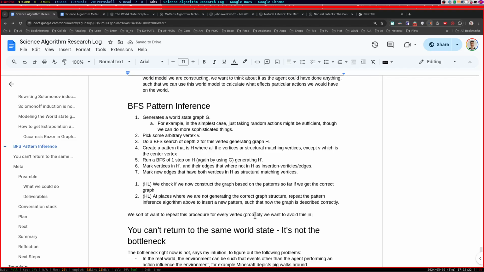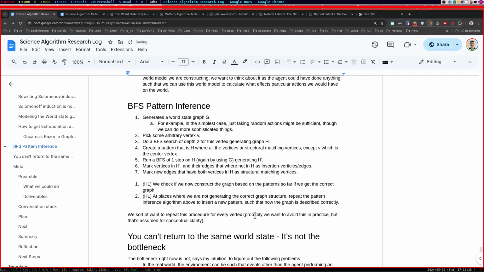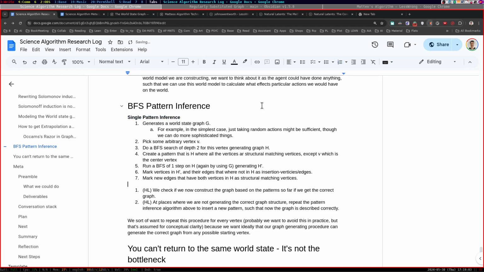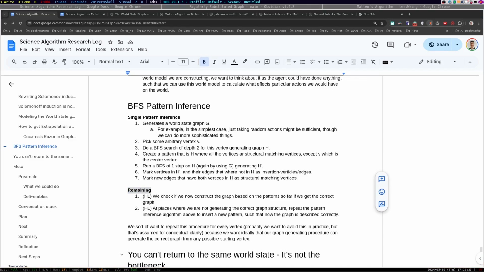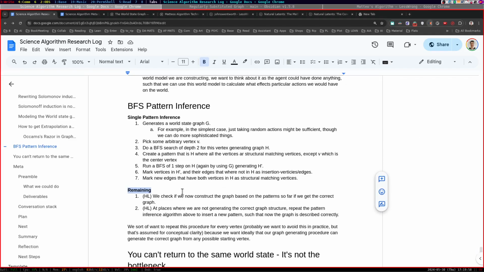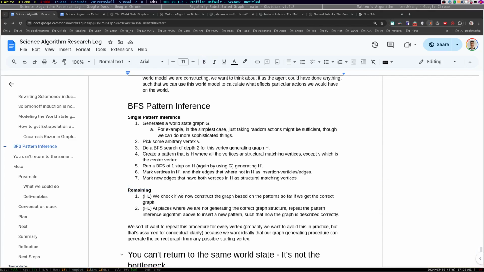Practice, but let's assume for conceptual clarity, because we want, ideally, that our graph generating procedure can generate the correct graph from any possible starting vertex. Maybe let's try the full lattice graph in 2D. I think it works for that. I mean, I have not tried the algorithm at all. I actually don't even have a good intuition of what it would do. So that would be, I guess, now the next step.